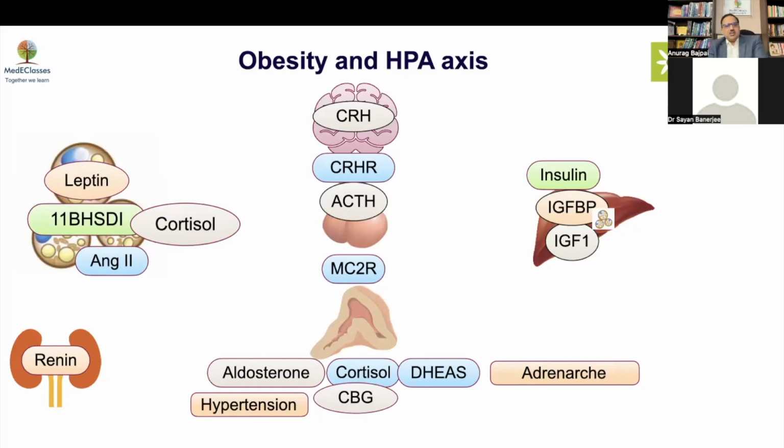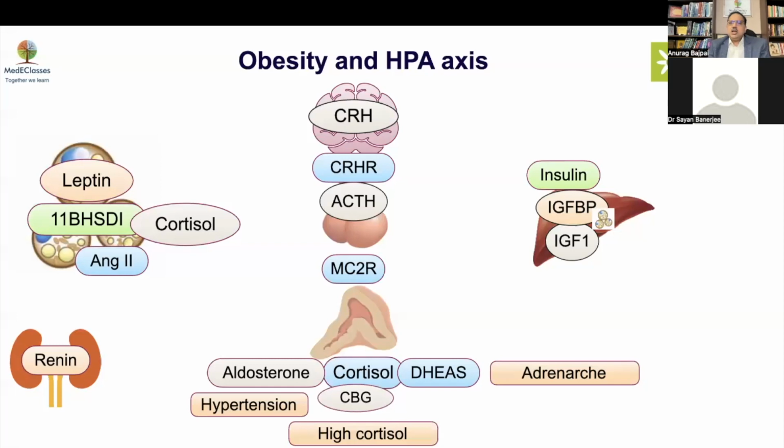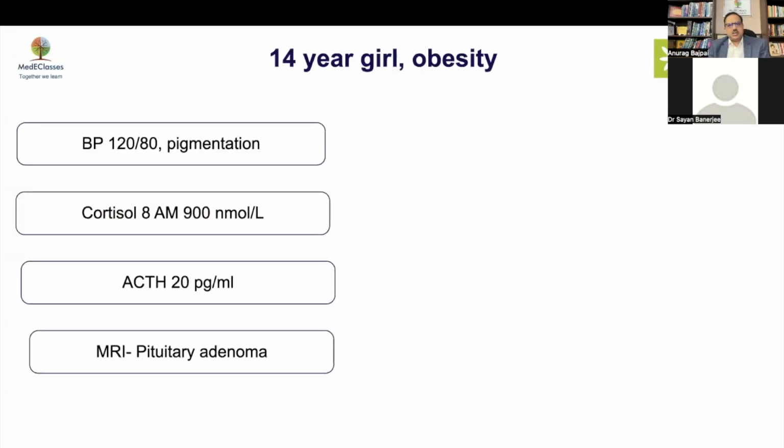So often, as discussed, we will get the cortisol level assessed in children with obesity and we'll find the level to be high. This does not mean that the child has Cushing syndrome. It's just because of obesity that the cortisol levels have gone up. Now, leptin will also go up. It will have an impact on the insulin sensitivity, so the cortisol production will go up. There will be high cortisol as we discussed in this setting.